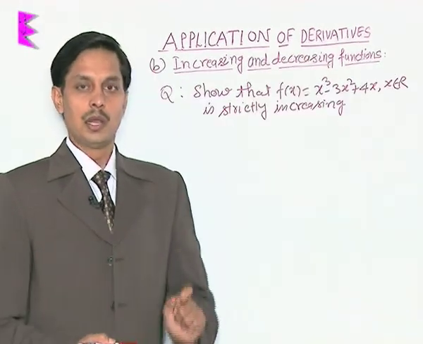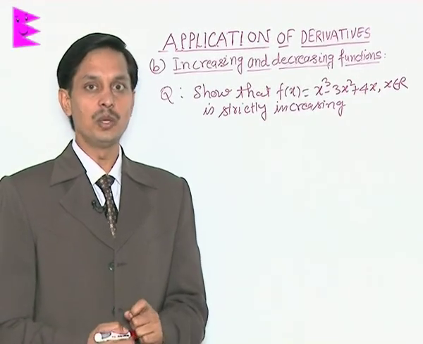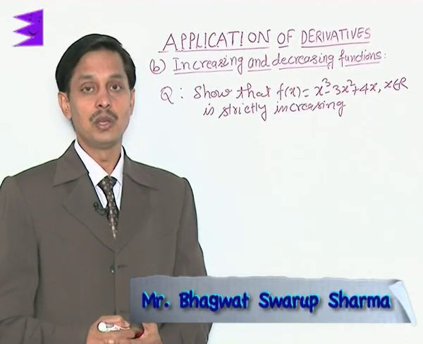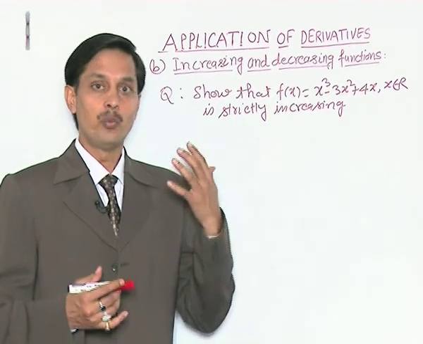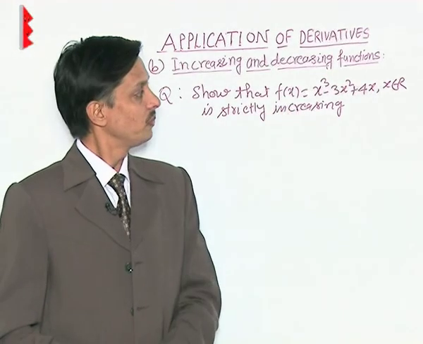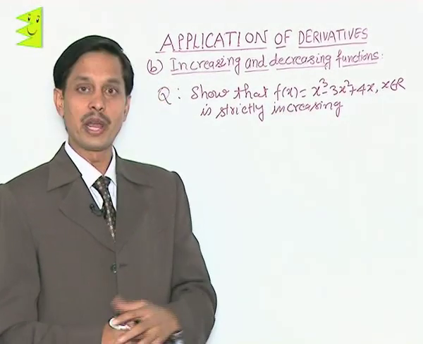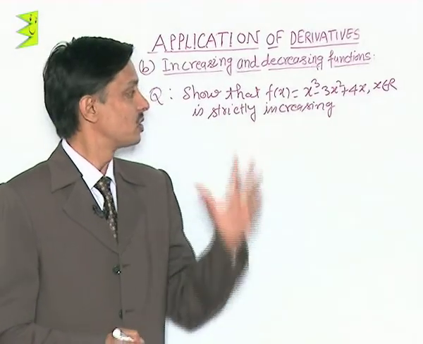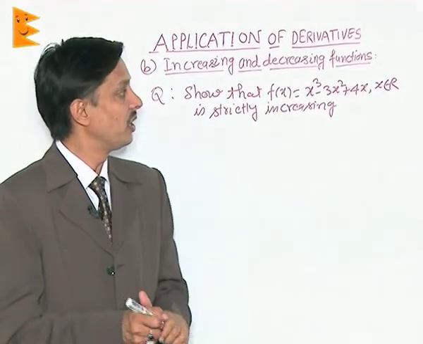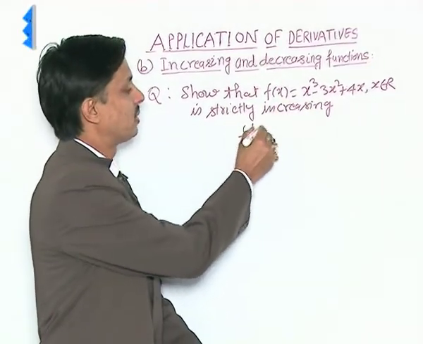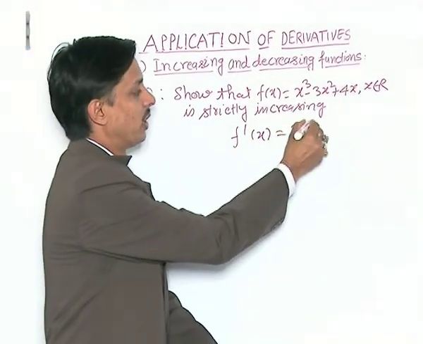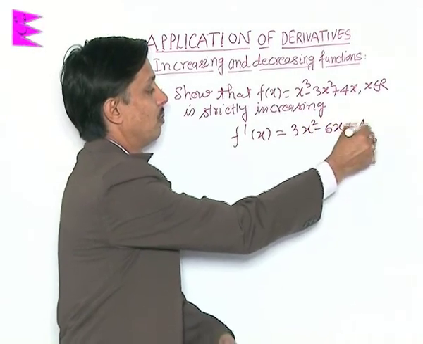interval. Now using differentiation, I want to explain to you how to say that a function is strictly increasing or strictly decreasing, or how to find in which interval it is increasing or decreasing. So f(x) = x^3 - 3x^2 + 4x, where all x belonging to R, is strictly increasing. As and when we want to prove that it is strictly increasing or decreasing, we will find its derivative f'(x). The first derivative of this is 3x^2 - 6x + 4.